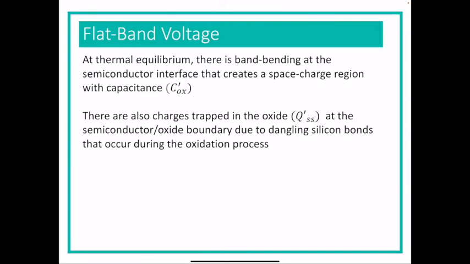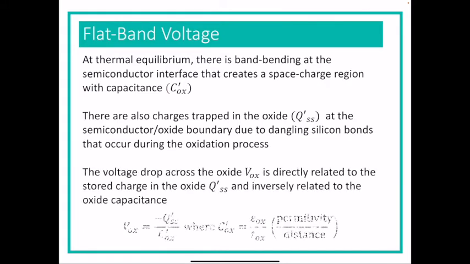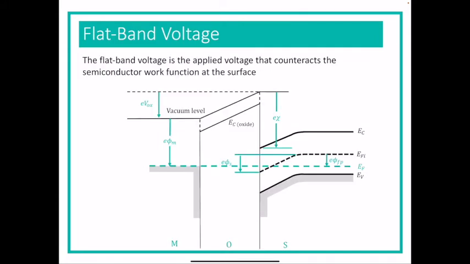look it up generally. But the voltage drop across the oxide is directly related to the stored charge and inversely related to the capacitance. So that value, if we knew the stored charge, we could actually find and calculate it, although we don't necessarily know it. We sometimes do, we sometimes don't. But anyway, the flat band voltage is the voltage that counteracts this work function that's pushing the semiconductor bands down. So it basically counteracts the band bending.